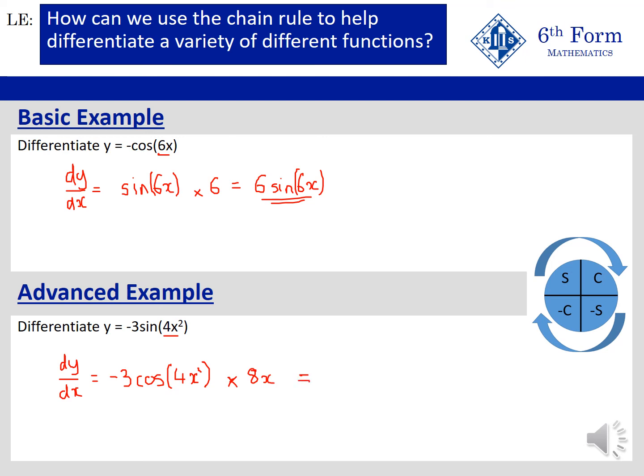So we can just tidy that up to give us a nice final result. So that's going to give us -24x cosine of 4x squared.